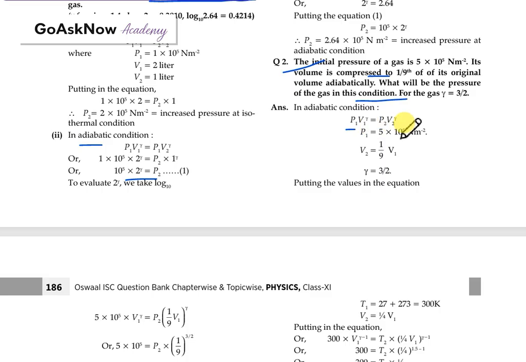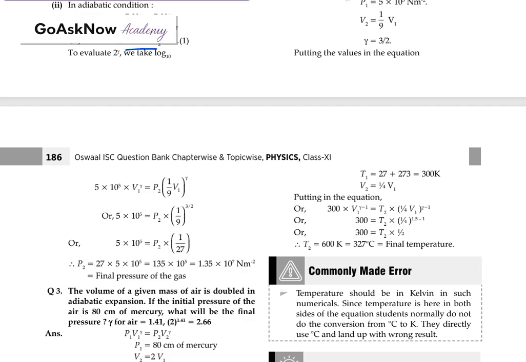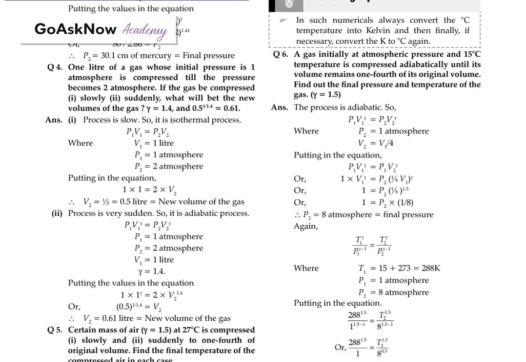We get P1 V1 to the power gamma equals P2 V2 to the power gamma, and gamma is equal to 3 by 2. We put the values in the equation. Then we get the value of P2, which is equal to 1.35 into 10 raised to the 7 Newton per meter squared. This will be the final pressure of the gas, denoted as P2.